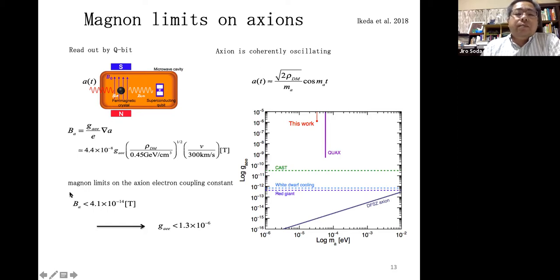From this experimental data, we can constrain this magnetic field. This magnetic field must be less than 10 to the minus 14 Tesla. So this gives rise to the constraint on this coupling constant: the g coupling constant must be less than 10 to the minus 6. This is our result. Here, to read out the number of magnons, we use a qubit system. Then at this mass scale, we have this constraint, which is not so good compared to the quark data. We are not sure why this huge difference appears.